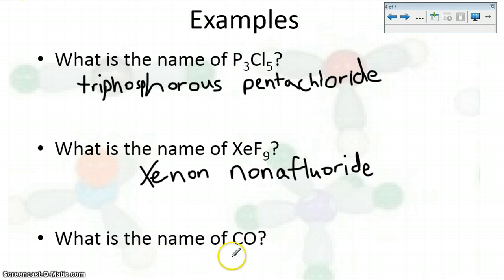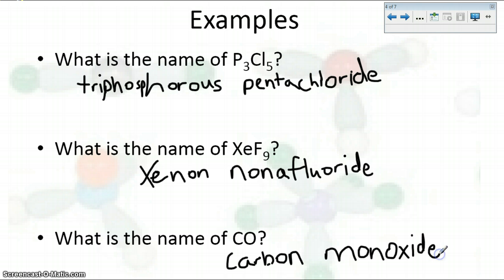And the last one, carbon. We only have one, but we never use mono on the first element, so it's just going to be carbon. And then oxygen, and we only have one, so now we can use the mono. So mon, and then we're going to change the oxygen to oxide, so monoxide, so carbon monoxide. Something you should be pretty familiar with, at least heard of. Okay, and that's all there is to naming.